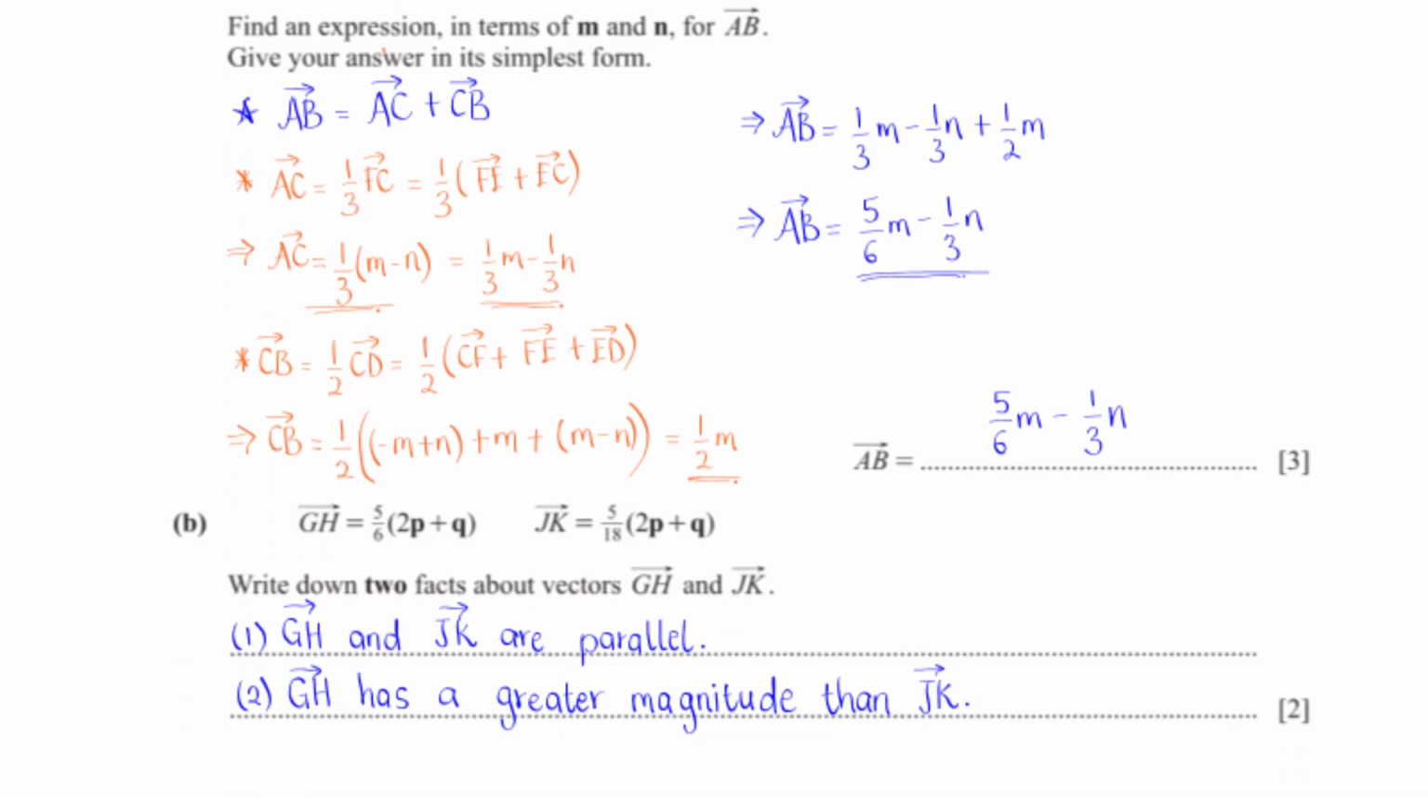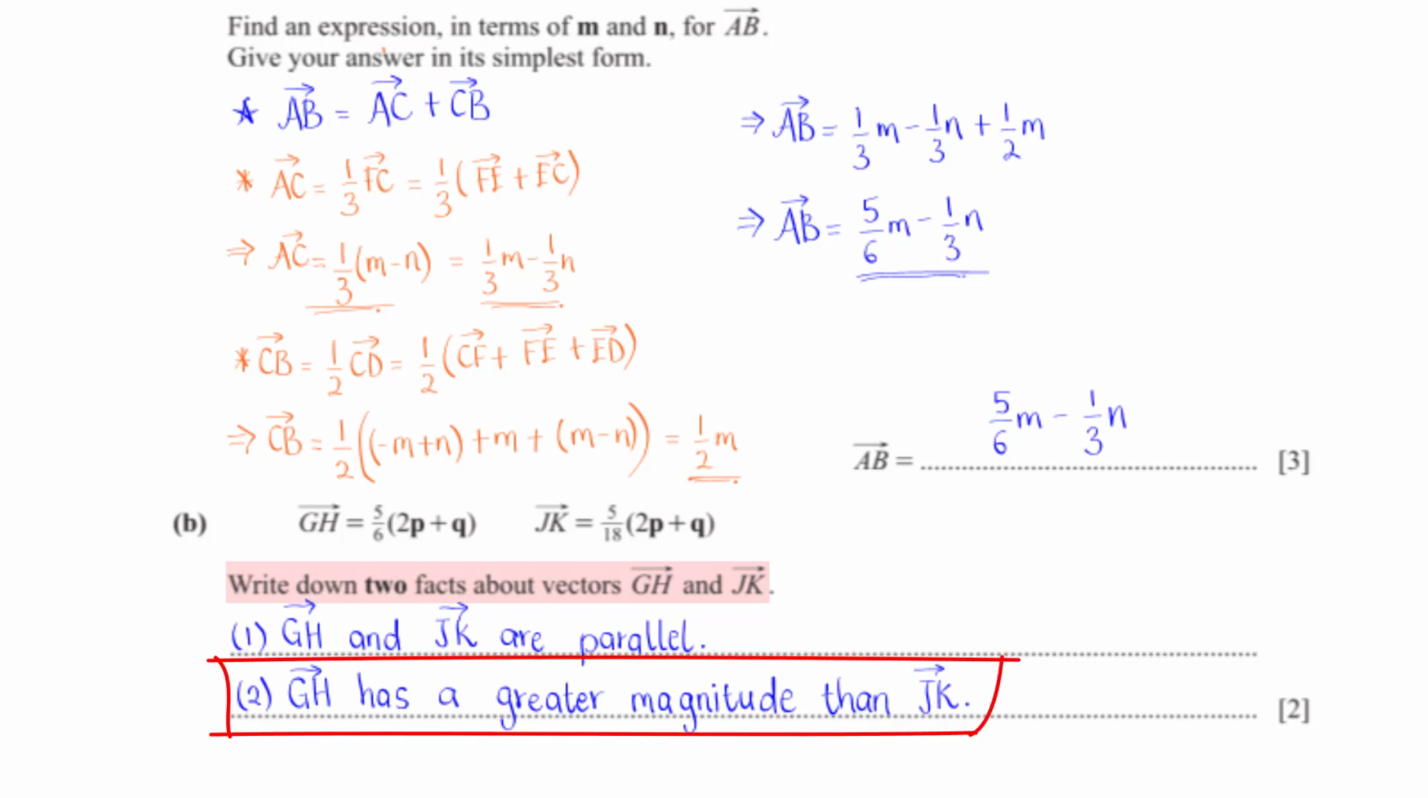GH is equal to 5/6 of 2p plus q. JK is equal to 5/18 times 2p plus q. Write down 2 facts about vectors GH and JK. When we look at both vectors, they are multiples of the vector 2p plus q, and so this means that GH and JK are parallel. Another thing is that 1/3 of 5/6 is 5/18, and so this means that GH has a greater magnitude than JK.